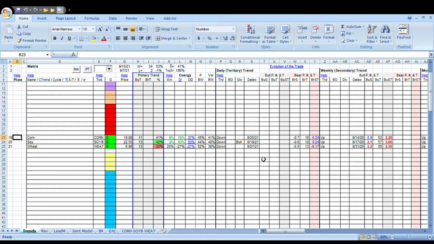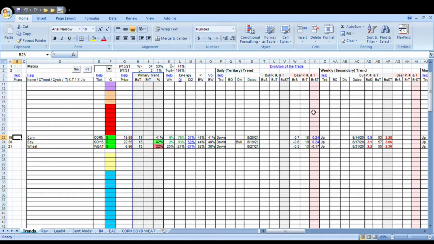Because the three time frames are out of alignment, corn and soybeans and wheat are all in consolidation. The grain market's in consolidation, and it's going to stay that way until either the daily turns back up or the price continues downward, bringing the uptrends and turning them down, and then resetting them back up eventually.